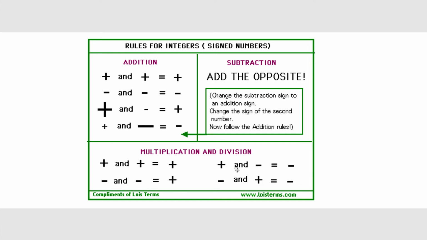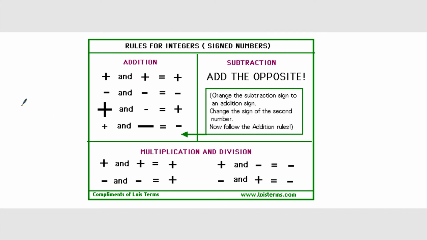If you have a mixture or an odd number of negatives, your answer will end up being negative if you're multiplying and dividing. It depends when you're adding, okay? So if you add a positive to a positive, you get a positive. A negative plus a negative is a negative. But a positive, if it's bigger than the negative in terms of absolute value, it will be positive.